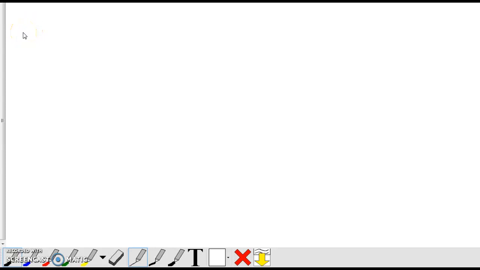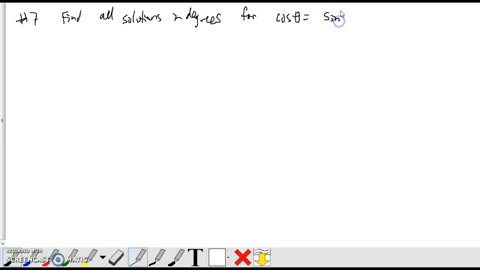All right, here's a few more examples. We haven't done one where we're just finding all solutions. So let's say find all solutions, and we'll say in degrees for this problem. Cosine of theta is equal to sine squared of theta over 2.